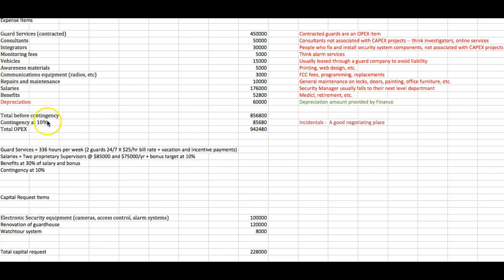I have a contingency. In a line item budget, you always put a contingency. We call this the stuff happens line, right? Incidentals. If you put in 10% for contingency, someone may come back and say you need to cut your budget a little bit. Your budget was too high this year.